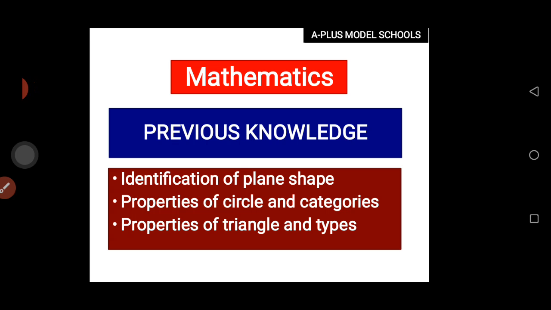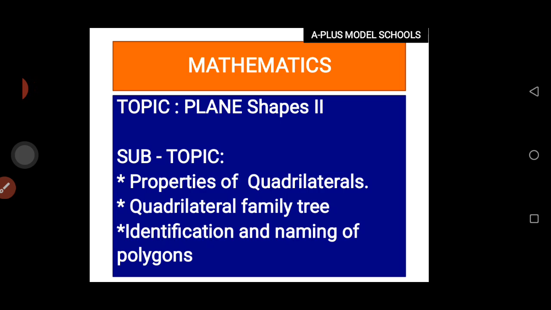Today, let us start with what we have learned in our previous class. In our previous class, we were taught how to identify a plane shape, properties of a circle, and the categories of a circle, which are lines and regions. We were also taught properties of a triangle and the types of triangle that we have. Today, we shall be looking at plane shape 2.